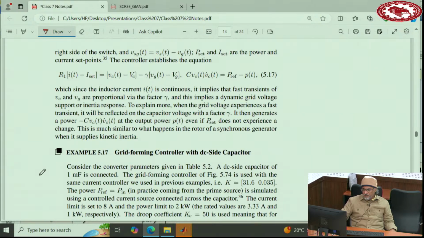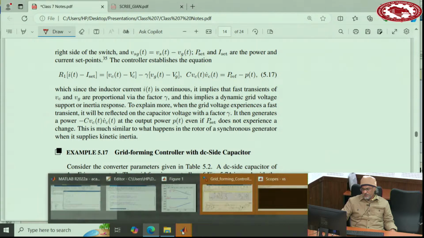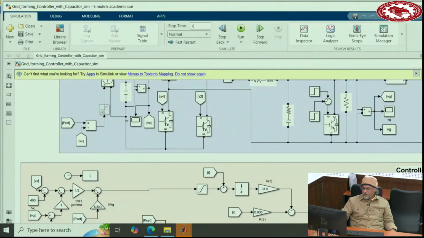See if the example is 17. Yeah, that's it. Let's do this one.